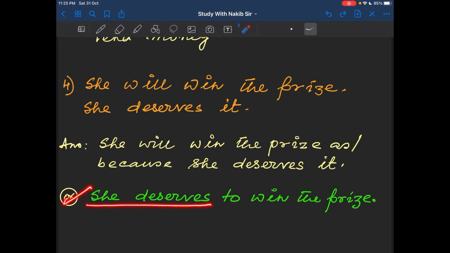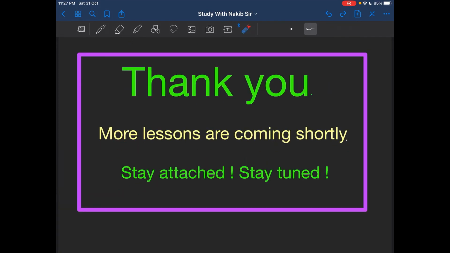She deserves to win the prize. This is a simple sentence and this is a complex sentence, you know. So she will win the prize, she deserves it. These two sentences can be combined this way or this way. You may choose this one or this one, any one you like.